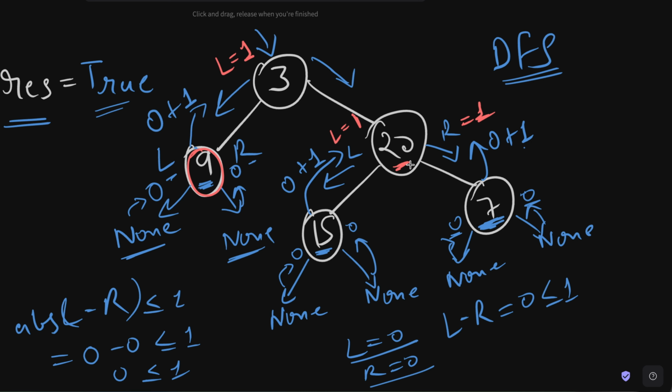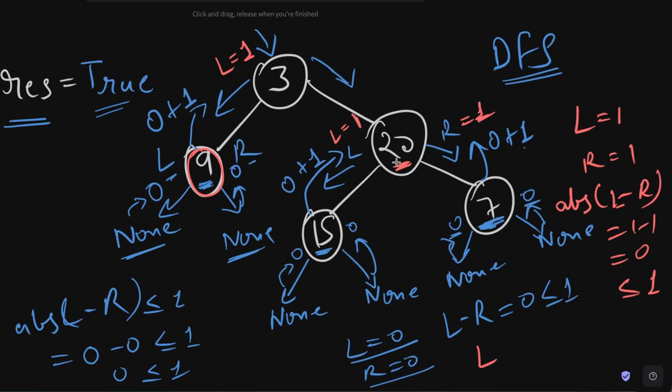And now we have the right subtree and left subtree for 20. So we are going to check 20. Is 20 a balanced binary tree? Well, we have L equal to 1, R equal to 1. Now the absolute difference between L minus R is 1 minus 1, which is 0, which is less than or equal to 1. So yes, the node 20 is also a balanced binary tree.